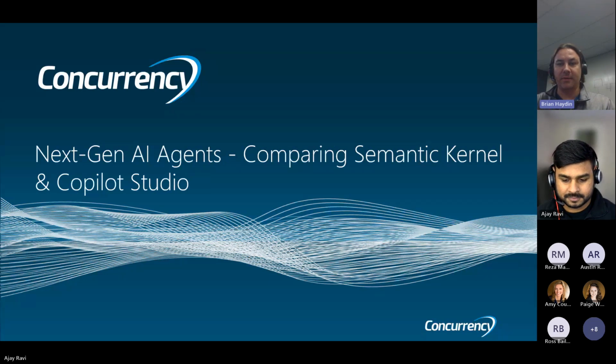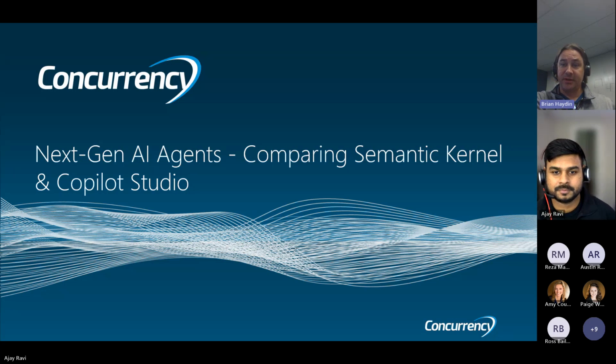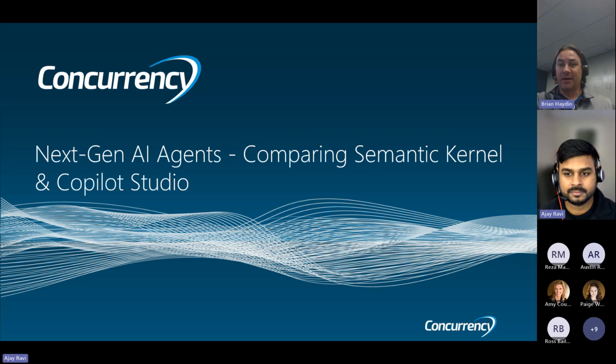We're going to talk a little bit about the next generation of AI, which is really agentic patterns and agents. In this webinar, we're going to be comparing a high-code version of this in Semantic Kernel, and what you can do with low code in Copilot Studio.